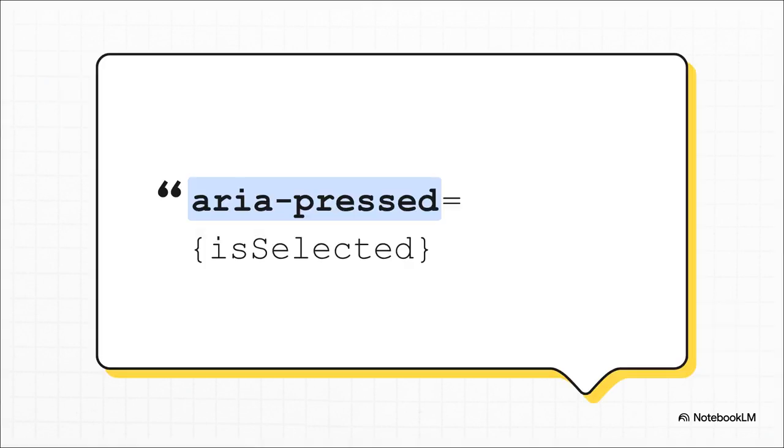That's it. Now, it is so easy to overlook a tiny detail like this, but this ARIA pressed attribute is an absolute game changer for accessibility. This one little thing tells screen readers whether a button is currently pressed or not, which makes the entire quiz totally usable for someone with a visual impairment. This right here is what separates a pretty good app from a great one.